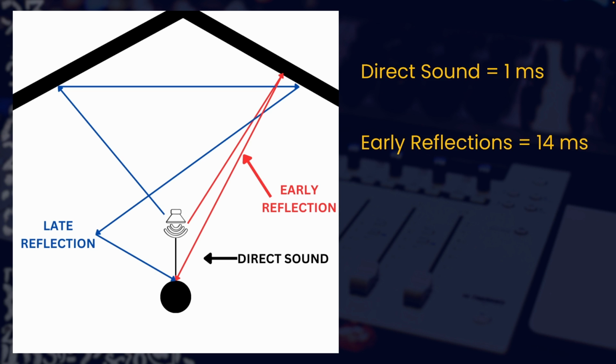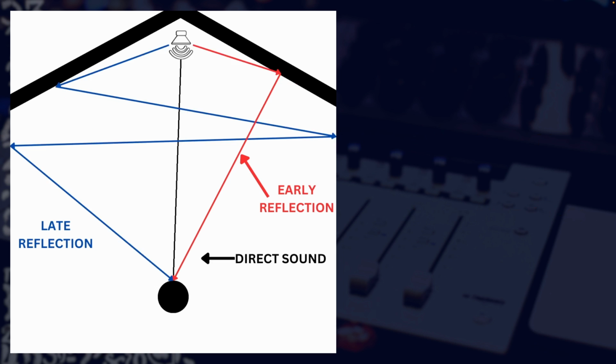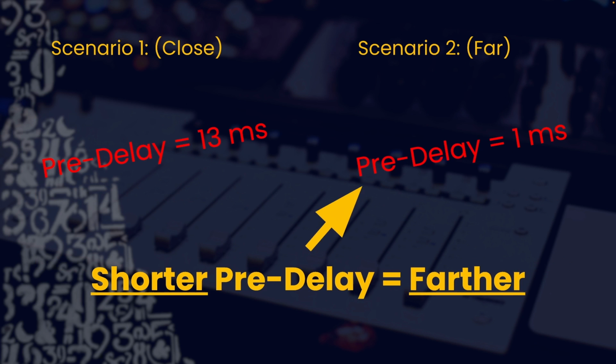The early reflection takes a while because it has to go all the way from the sound to the back of the room and then back to us. Versus this scenario, they almost hit us at the same time because the early reflection is already in the back of the room and only has to hit off one surface, and therefore reaches us at basically the same time as the direct sound. This is the most misunderstood concept inside of reverb. So longer pre-delay equals closer, shorter pre-delay equals farther.